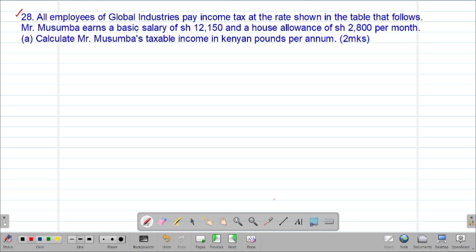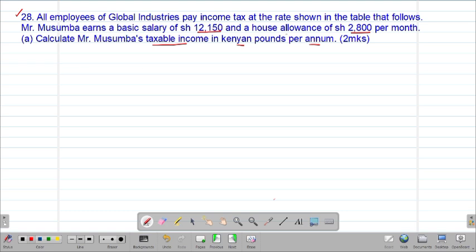Mr. Msumba earns a basic salary of 12,150 shillings and a house allowance of 2,800 shillings per month. Part A of the question, we are told to calculate Mr. Msumba's taxable income in Kenyan pounds per annum.